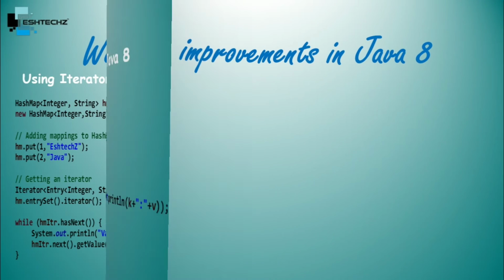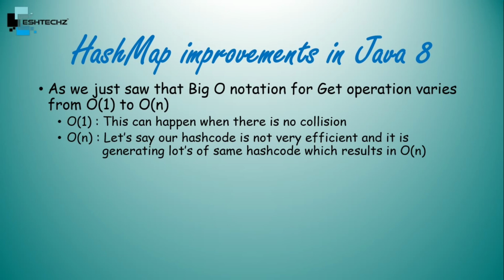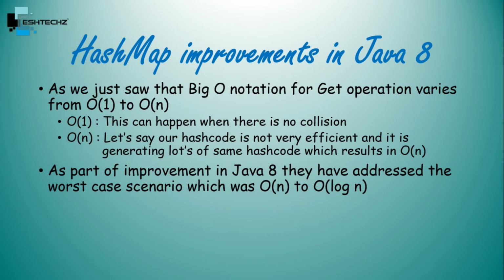Next is HashMap improvements in Java 8. As we just saw, the big O notation for the get operation varies from O of 1 to O of n. Now O of 1 is the ideal case scenario when there is no collision, but O of n can happen with any map. So let's say our hashcode is not very efficient and it is generating lots of the same hashcode, which results in O of n performance. So as part of the improvement in Java 8, they have addressed the worst case scenario, from O of n to O of log n.